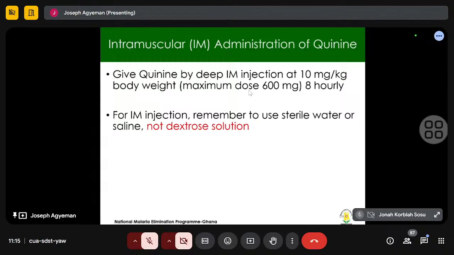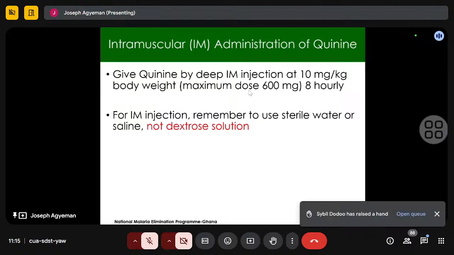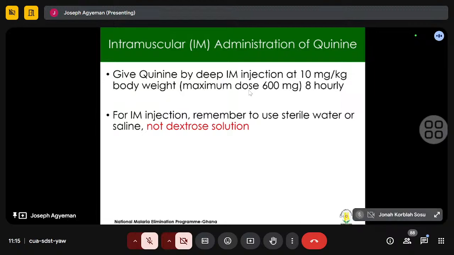IM quinine dose is also the same. As I said, for all routes, quinine, same dose, same cutoff point of 600 milligrams. For adults, it is recommended that for IM quinine, you dilute the preparation to a concentration of 100 milligram per ml. Whilst for pedics, your target is 50 milligram per ml.